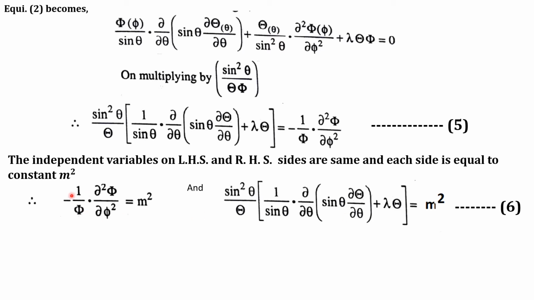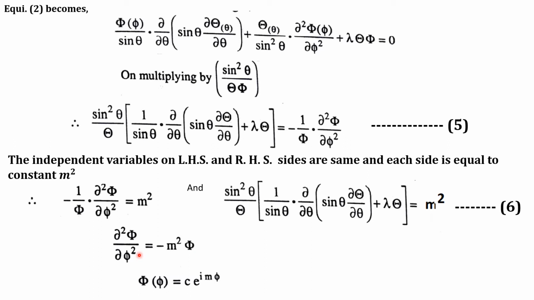Now we simplify the first term: minus 1 upon phi into d square phi by d phi square equal to m square. Now this minus sign we take on the other side. We get the equation d square phi by d phi square equal to minus m square phi. Therefore, the equation becomes d square phi by d phi square equal to minus m square phi. This minus we take on one side, and the equation becomes equal to 0.